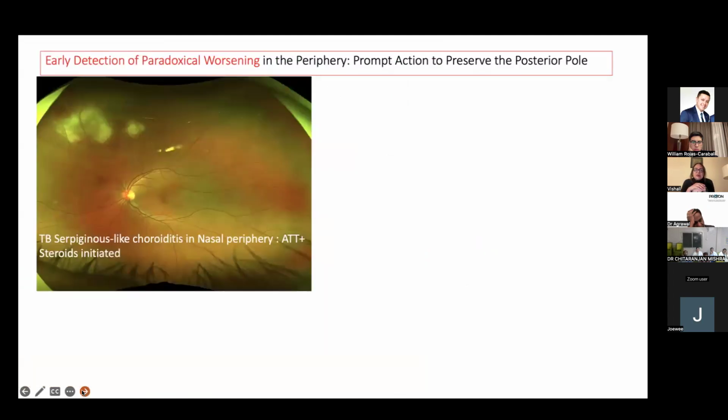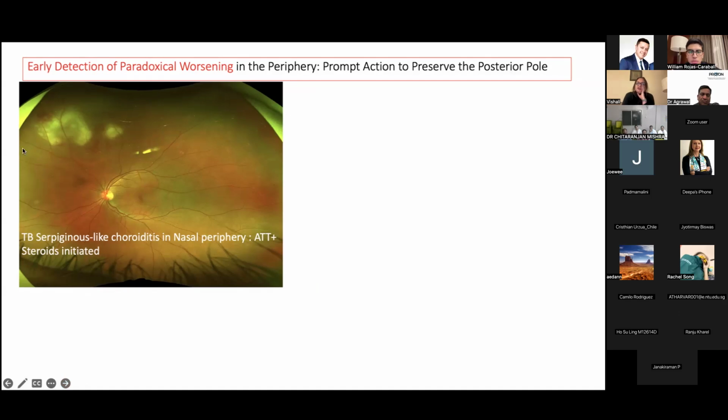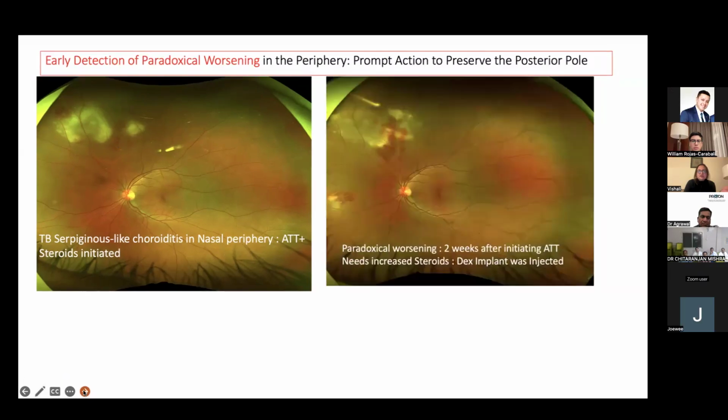So this is how it typically works. This is a patient, right eye has serpiginous-like choroiditis, but let's talk about the left eye. The left eye here has just a lesion in the periphery, far extreme periphery. So this is TB SLC, upper nasal periphery. So patient received ATT and steroids because the opposite eye center was involved.